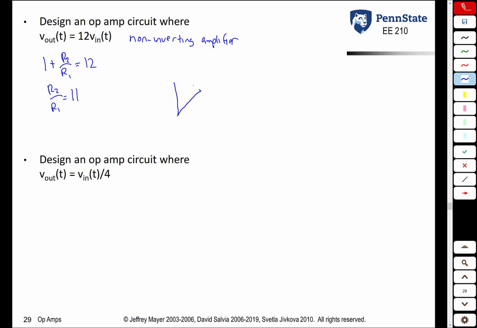So one possible circuit you could build is you connect V in directly up to the non-inverting input terminal. Then we have these two resistors here, R1 there, R2 there, and then V out is measured with respect to ground.